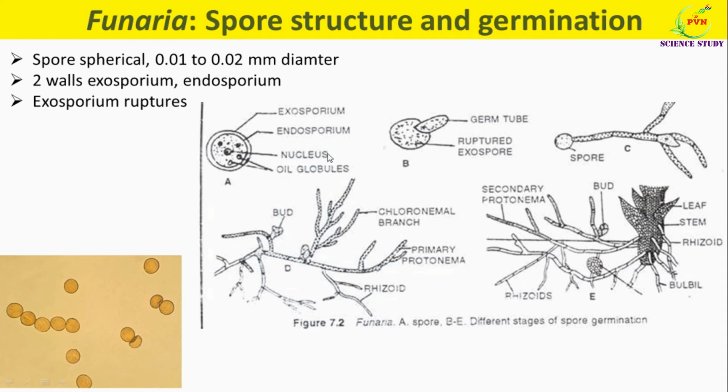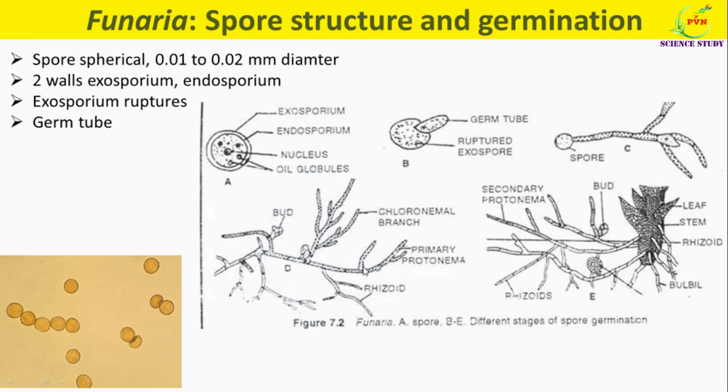When the spore falls on a suitable substratum, it germinates. The exosporium ruptures, as you can see here, and the endosporium forms a germ tube. So like here, due to the formation of cross walls and growth, it results into the formation of filamentous structure called primary protonema. So this is the primary protonema.